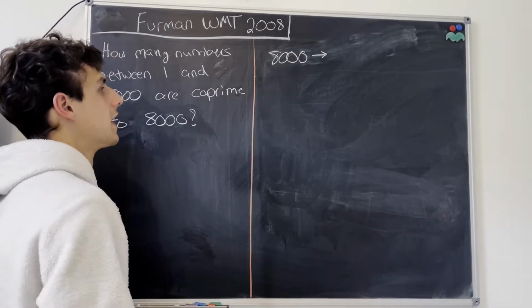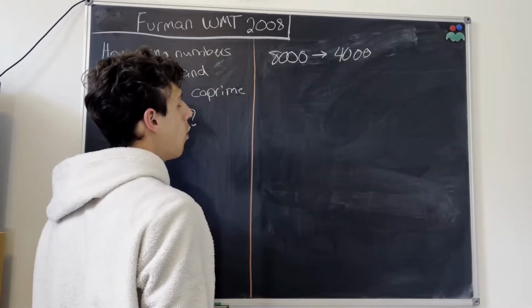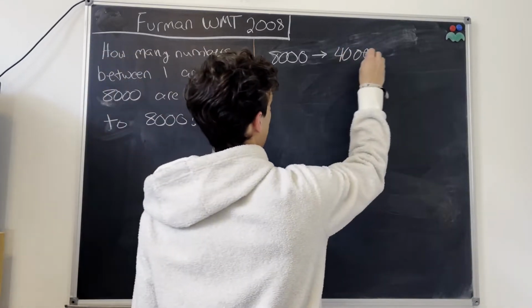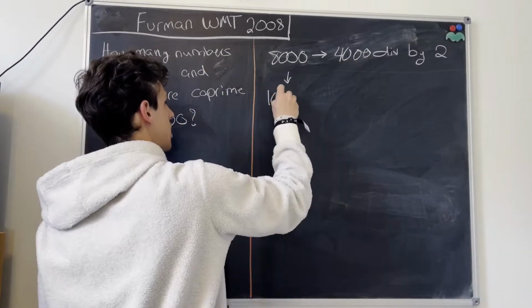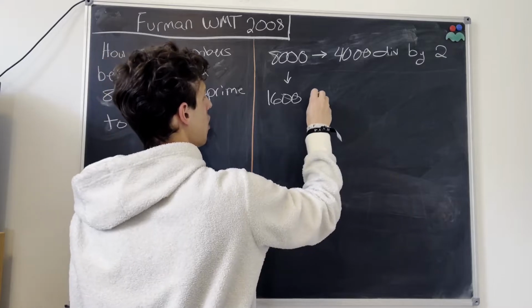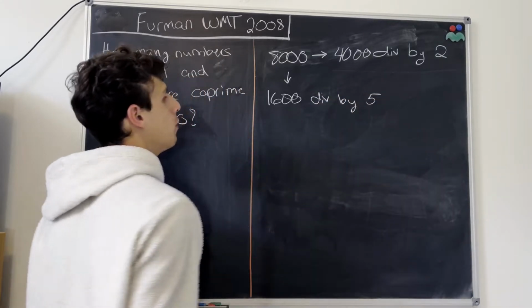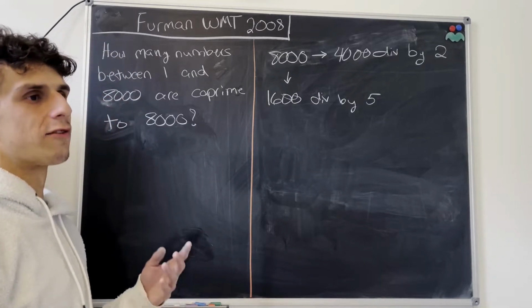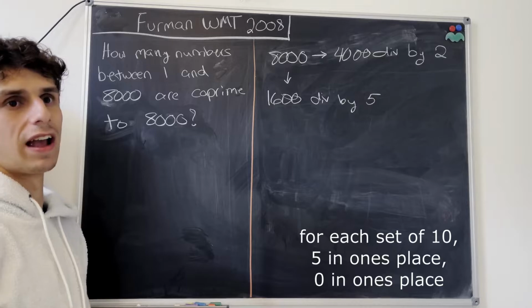So first I want to start by thinking of our number 8,000. We know that 4,000 of the numbers between 1 and 8,000 are divisible by 2. But then we also know that 1,600 of these numbers are divisible by 5. And you might say, how do we know that? Well, 2 numbers for every 10 are going to be divisible by 5, those being the 5 and the 10.